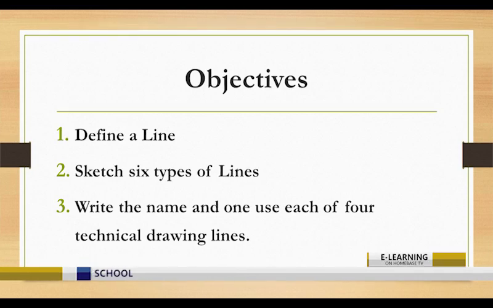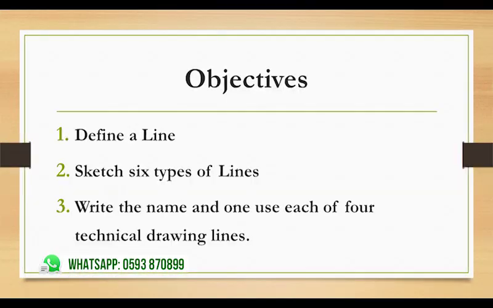Let's go over our objectives. Objective number 1. By the end of this lesson, you should be able to define a line. 2. Sketch 6 types of lines. 3. Write the name and one use each of 4 technical drawing lines.